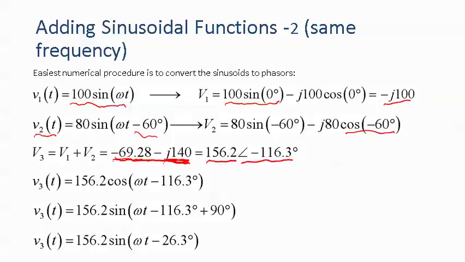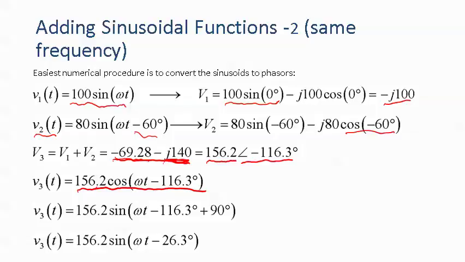Now, our object was to get this back into the time domain, so we could literally do this. V3, the combination of those, the addition of those two phasors, V1 and V2, has a peak or a maximum value of 156.2, and we can simply slap on cosine and then put back the radian frequency of omega t with the phase shift of minus 116.3 degrees, and that is a sinusoid.